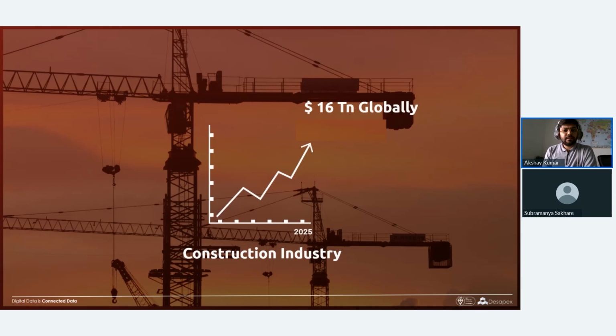Globally, the construction industry is expected to generate around 16 trillion US dollars in revenue by 2025, with the Indian market projected to reach 1.4 trillion US dollars, considering that the Indian construction industry earned around 6.5 billion US dollars in revenue in 2020. There is immense potential for growth and improvement. Hence, there's immense potential for new innovations also.